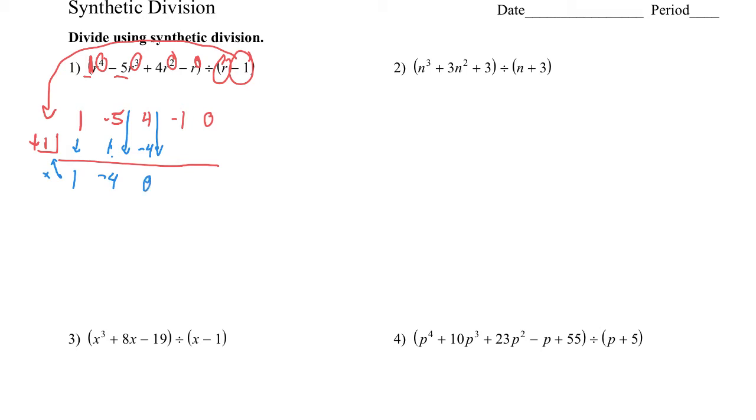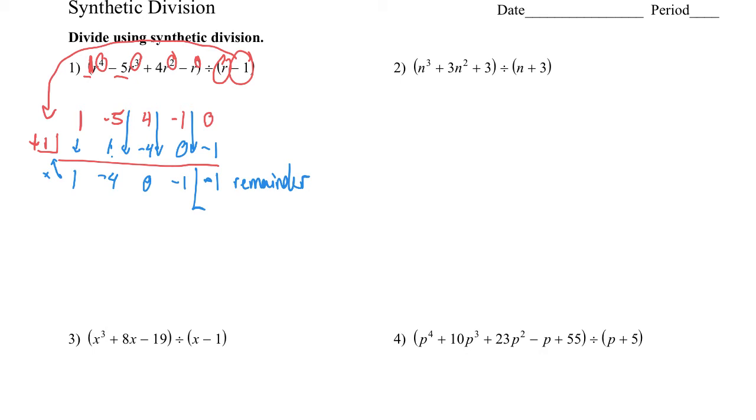0, multiply in the box. 0 times 1 is 0. Add down. -1 plus 0 is -1. Then multiply in the box. So -1. And then add down. 0 plus -1 is -1. So that last term is your remainder. And the rest of it gives you your solution, your answer.